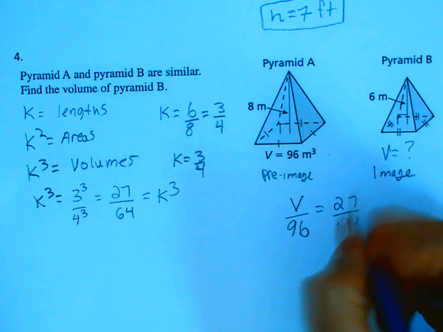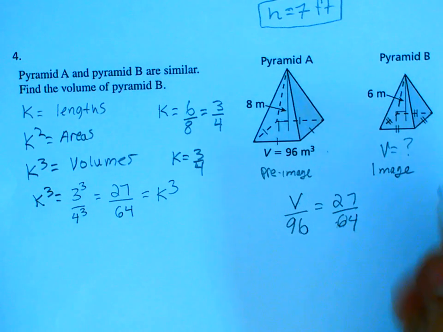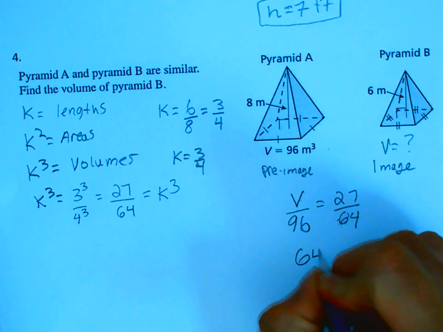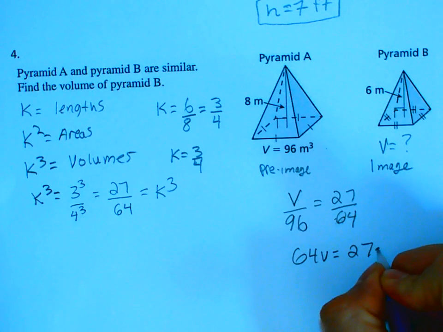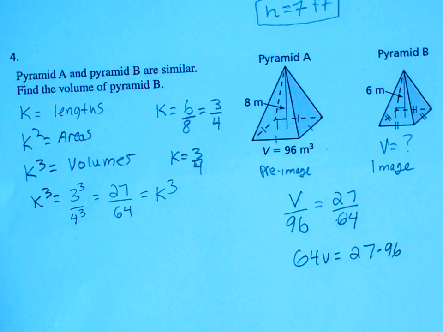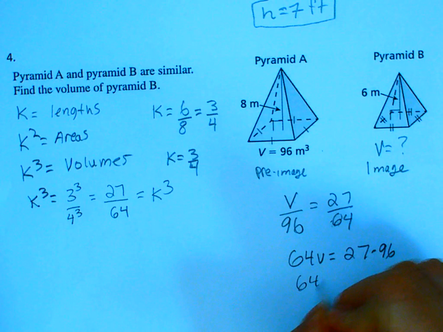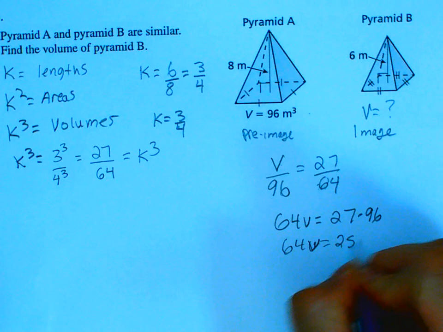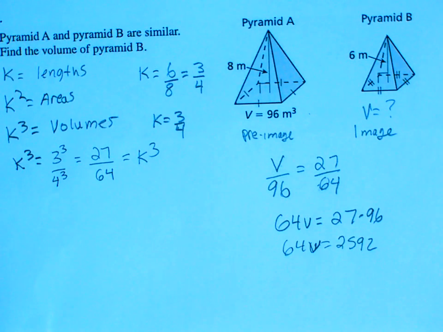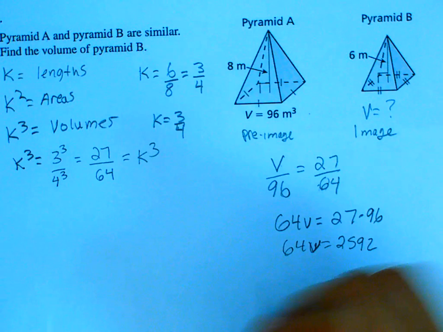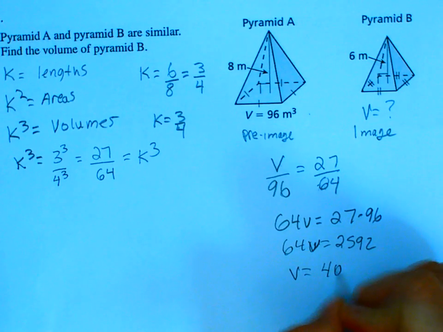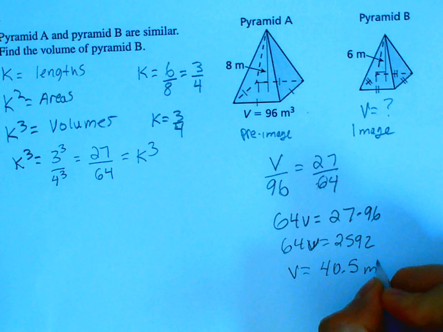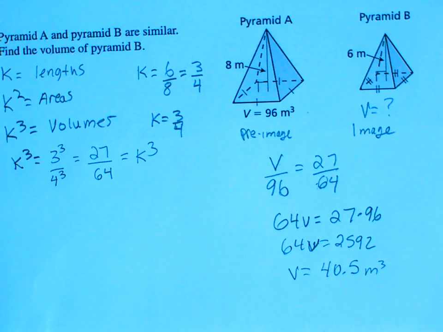64, not 24. So now we need to cross multiply. You're going to get some large numbers. That's okay. 27 times 96 gives me 64V equals 2,592. So then with this value, we're going to divide that by 64. And I'm going to get the volume to be approximately 40.5 meters cubed. So this was example number 4.